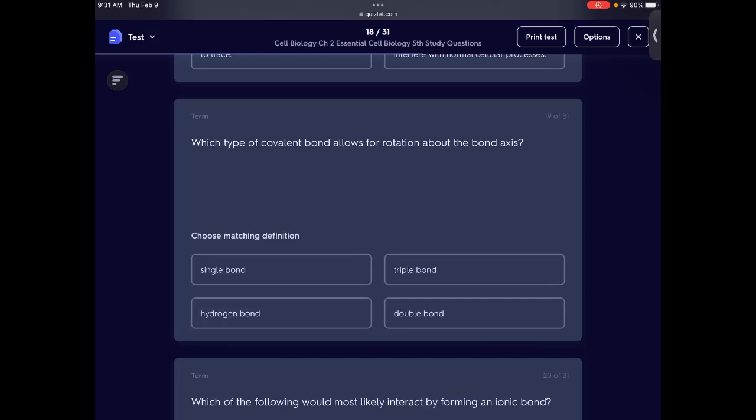So it's not the double, because those are stronger. It's not the triple, because those are even stronger bonds. Let's go to the single bond.